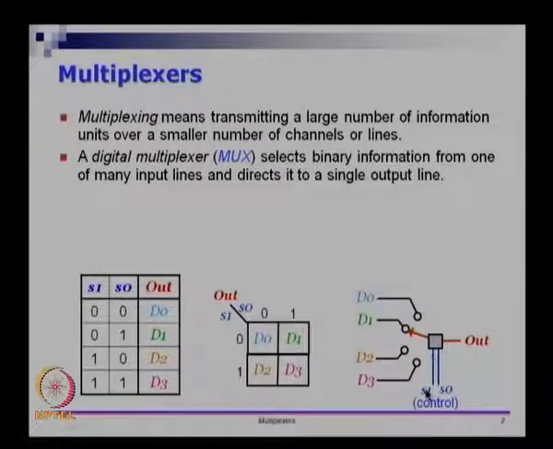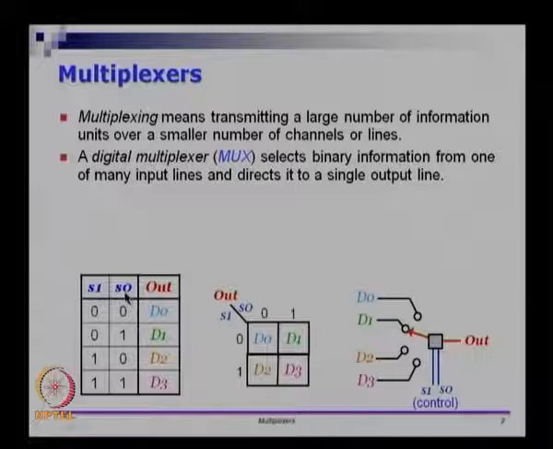So in this example, if S1 is 1 and S0 is 1, let us assume that this switch will switch to D3, which means the output will start tracking D3. If S1 is 1 and S0 is 0, then the output will start tracking D2. The switch will come to this position and the output will start tracking D2 and so on. So this is what we want from a multiplexer, and if you want to put this in a table, this is the way to do it.